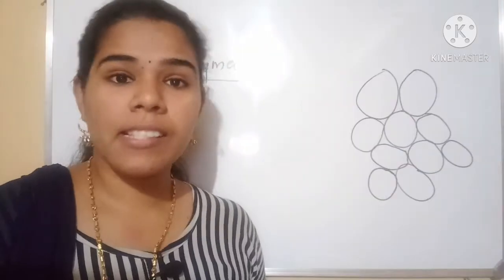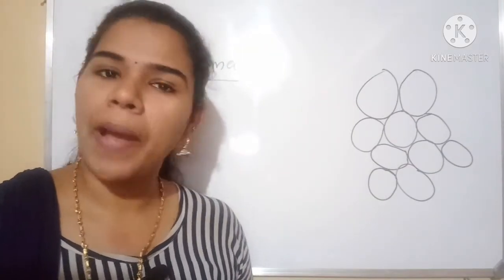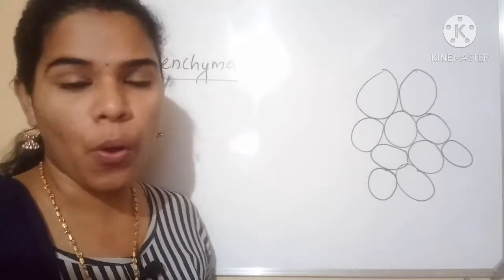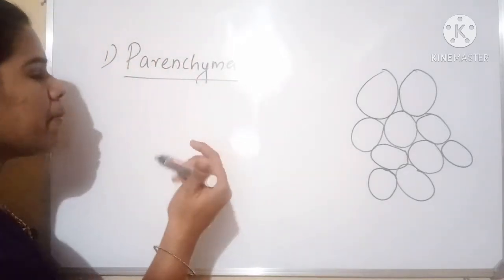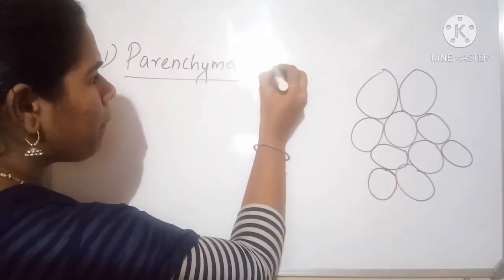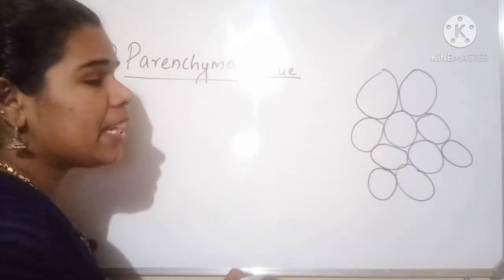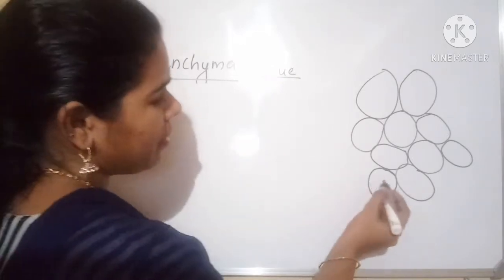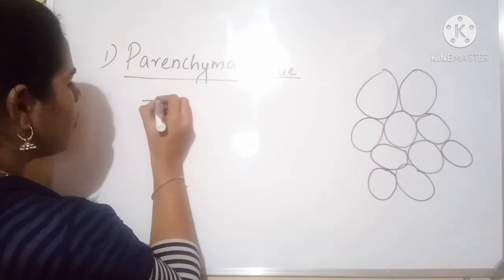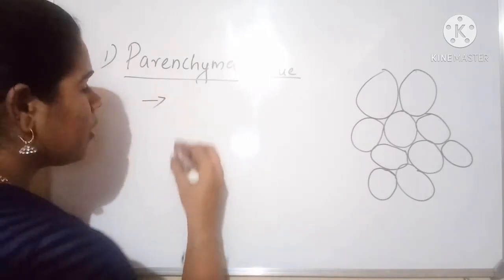When we take a CS, which means cross section, of a stem, we can see the majority of the stem is filled with parenchymatous tissues. Let's discuss the features of parenchyma. Parenchymatous cells or tissues have a very thin cell wall. So the first important feature is the thin cell wall.